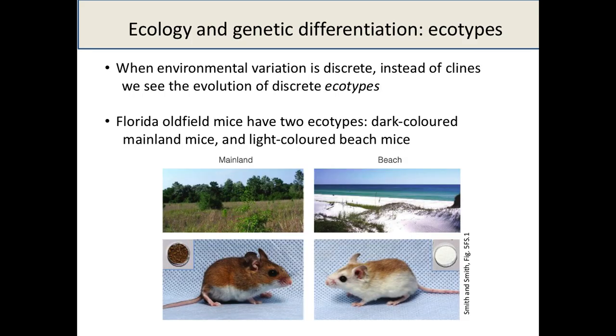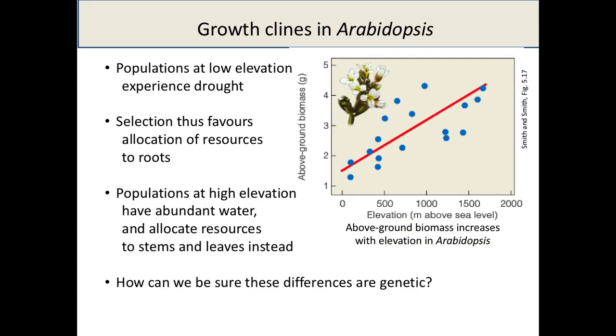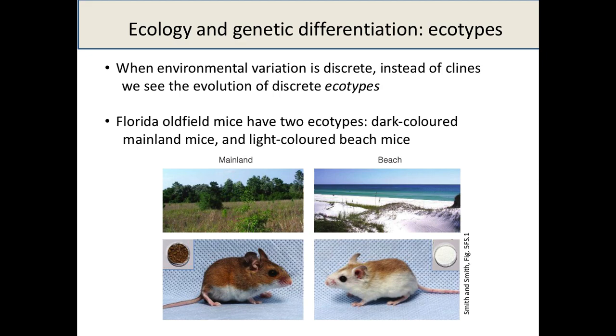That works along clines. But can we also see natural selection working in a discrete environment, where we don't have a gradual shift in water availability, temperature, soil or resource availability? We have a very strict demarcation. And that can quite often lead to the evolution or the presence of what we term ecotypes.